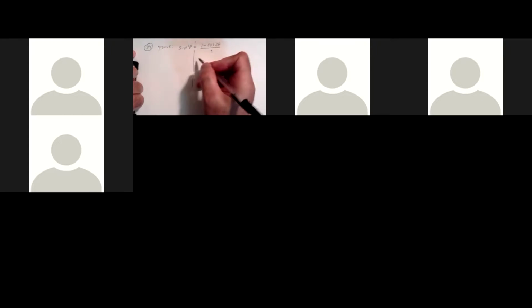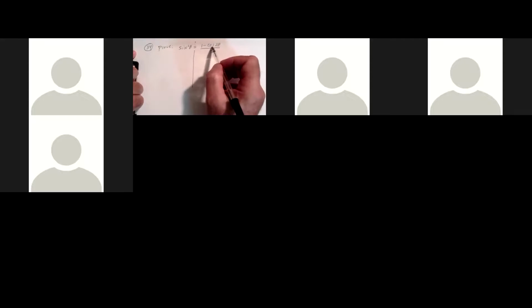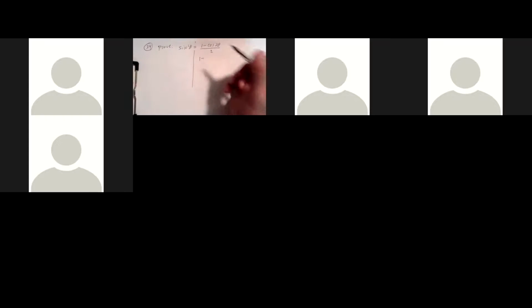Well, here we go. The numerator is 1 minus cosine 2 theta. We have 3 versions for the double angle for cosine. I have a question for you. Which version would we want to use, knowing that our left side contains only the sine function? Which version would we want to use for cosine of 2 theta? Anybody?